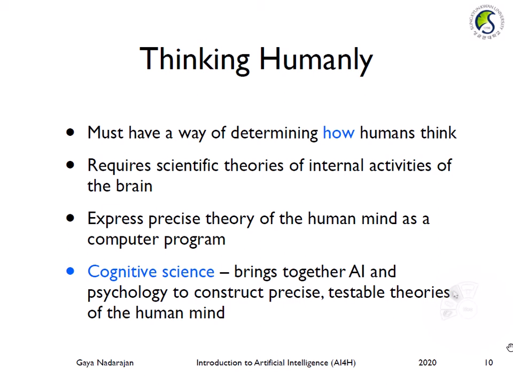Basically we have to understand how the brain works, and there is a field that works on that, called cognitive science. It's also a very big area of research, and there are scientists working on it. It's about how we bring AI and psychology together to construct precise testable theories of the human mind. You can actually study cognitive science. Maybe in Suwon there's a course in it, but I don't think we have it on this campus.